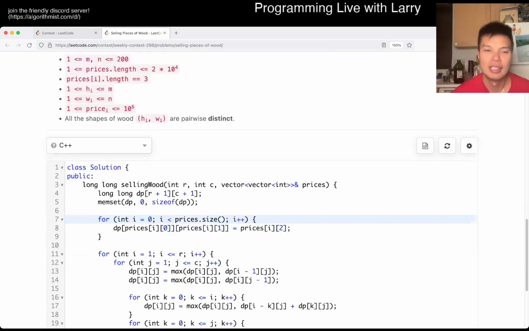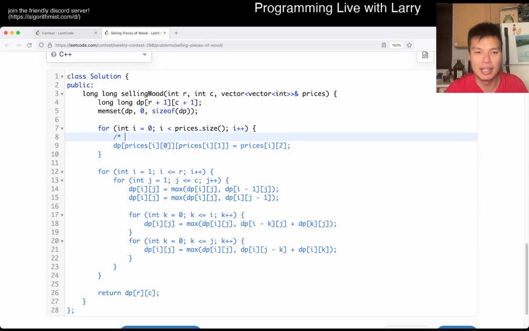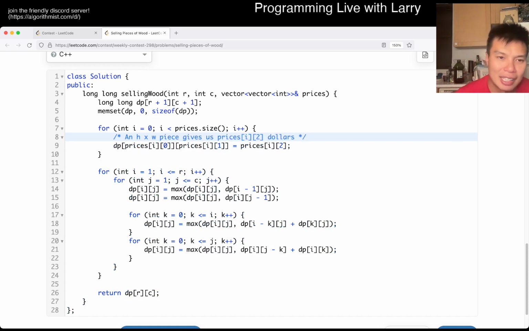Okay. So yeah, basically here we go. Okay, what does this mean? This is a base case of an x by y, or height by width piece, gives us a price of $2, something like that. And so we set it up here.